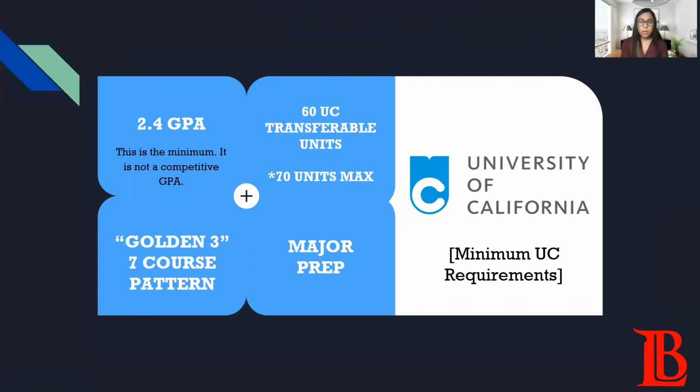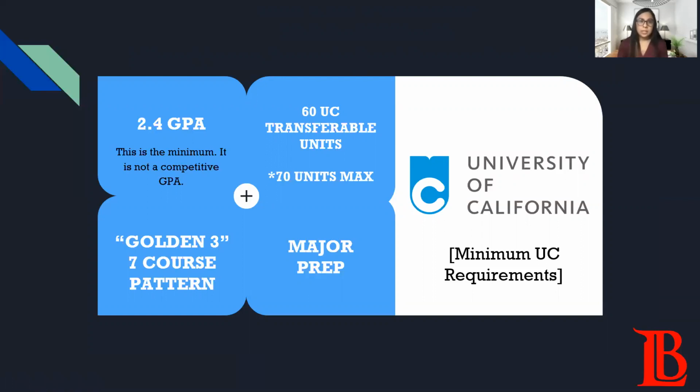And same rule as a CSU, you also need 60 UC transferable units. And again, you cannot transfer over more than 70 units. If you do, and you still need to take classes, they will be counted as subject credit, which means you won't get any units, but you'll still get the credit.